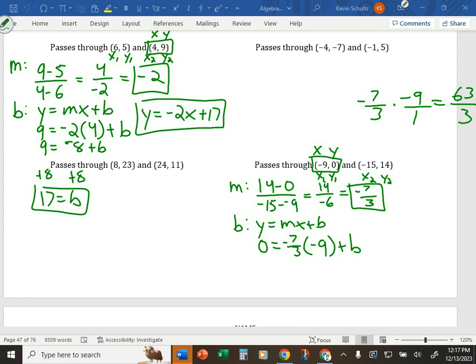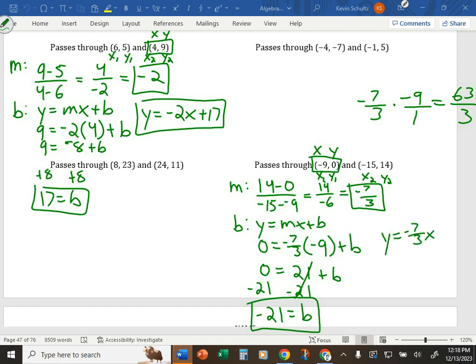Right? So, 0 equals 21 plus b. Subtract 21 from both sides. Use that opposite operations. 21 minus 21 equals 0. It cancels out. On the left side, 0 minus 21 is negative 21. And there's our value for b. Put it all together. Y equals negative 7/3 x minus 21. Final answer.